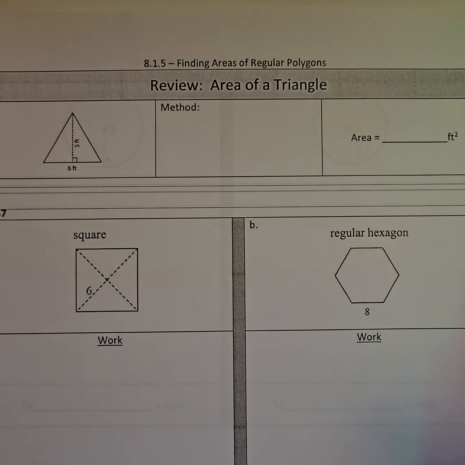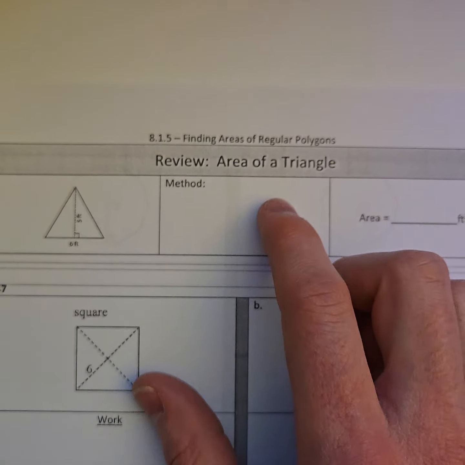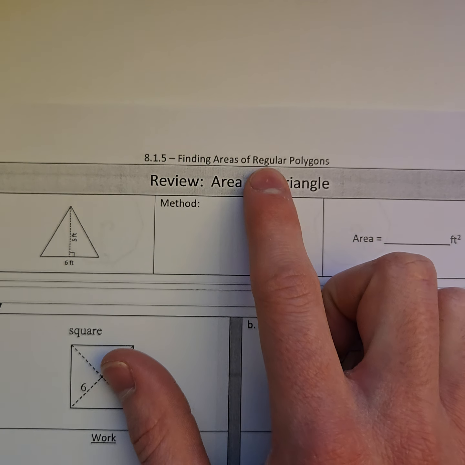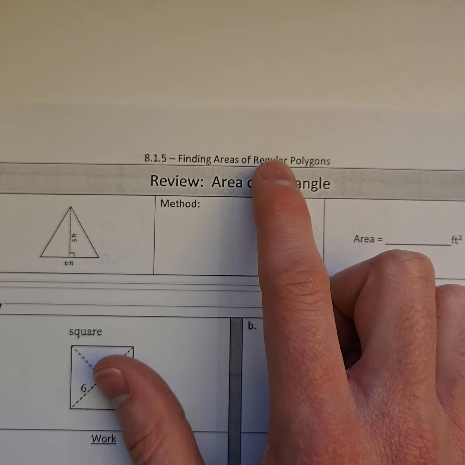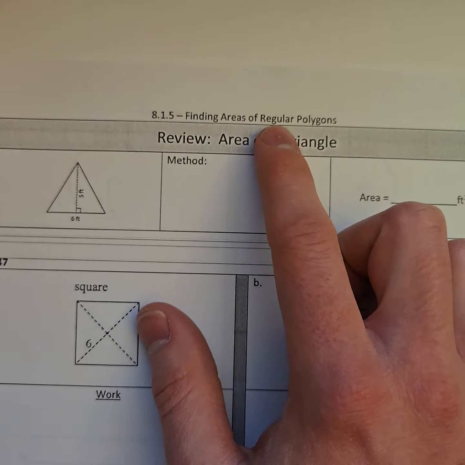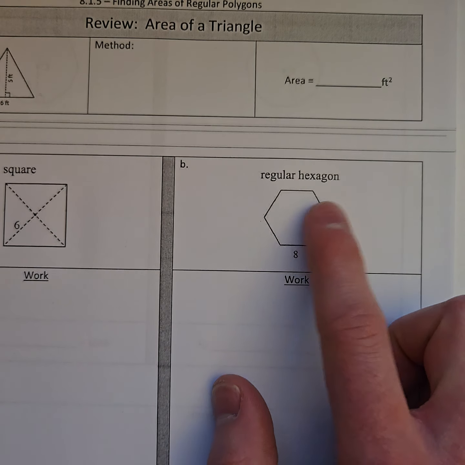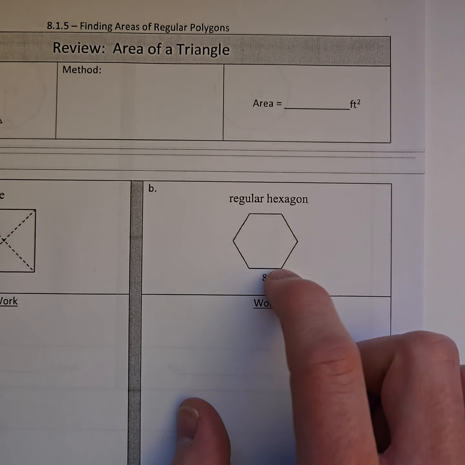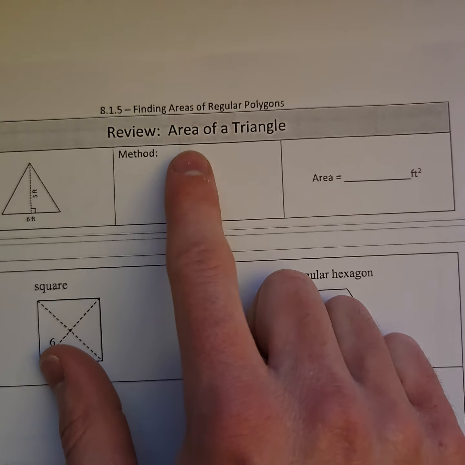All right, geometry, here we go with lesson 815, finding the areas of regular polygons. Now remember what a regular polygon is. That means that all the sides are equal in a polygon. So if you think about a square, all four sides are equal. In a regular hexagon, all six sides are equal. That's what we're looking at today, and finding the area.